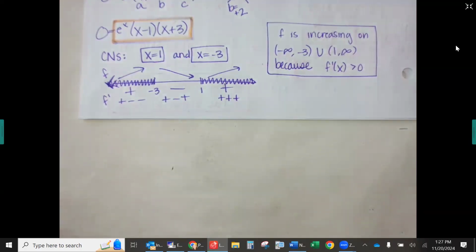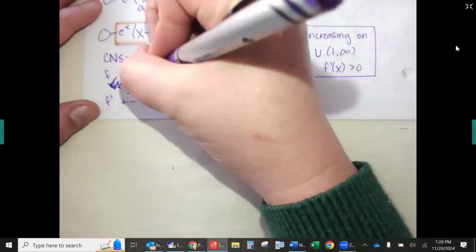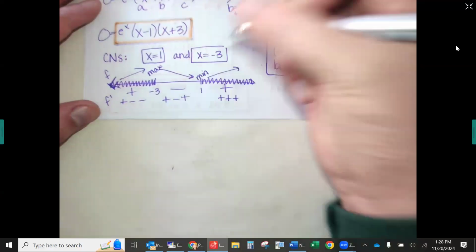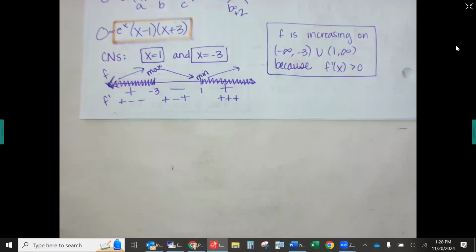Also, can you label on your number line? You should have a max at -3, and you should have a min at 1. Overall, we kind of remember that? Go ahead and turn to the next page.